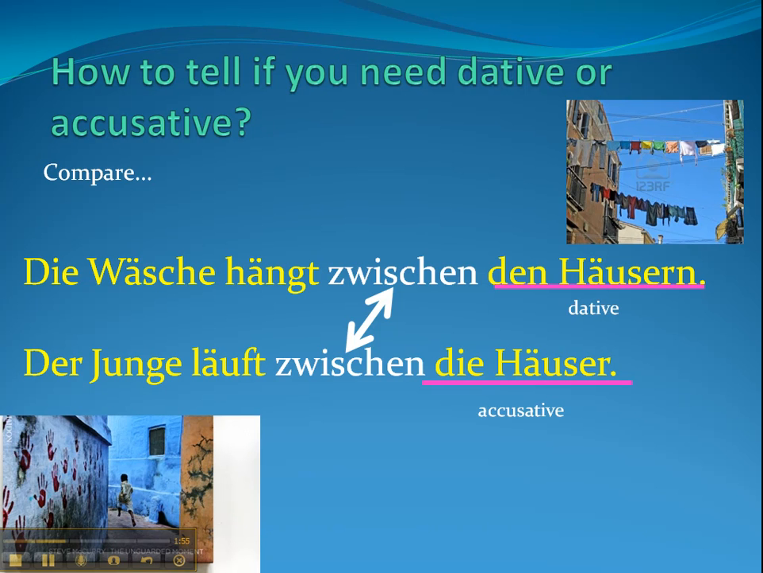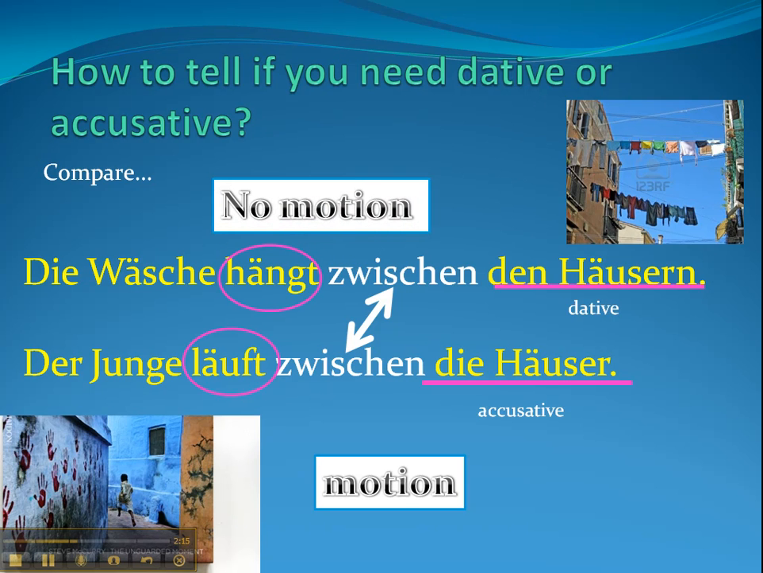So how do we tell why was one dative and one accusative? It's all about the verbs again, and here they are. In the first one it's hängt, hanging. In the second, run or running. What is the difference? Well, in the first one, it's about motion and no motion. In the first sentence, it's just hanging there, there's no movement. And in the second one, running, there's motion.